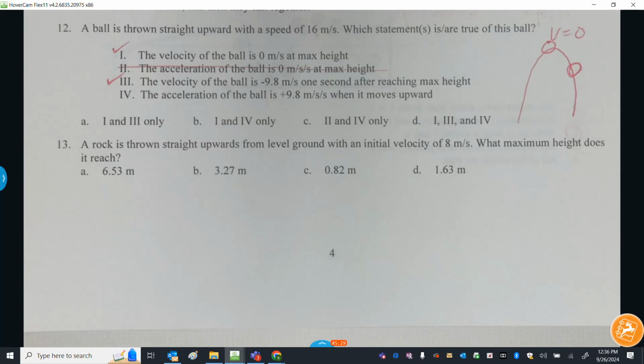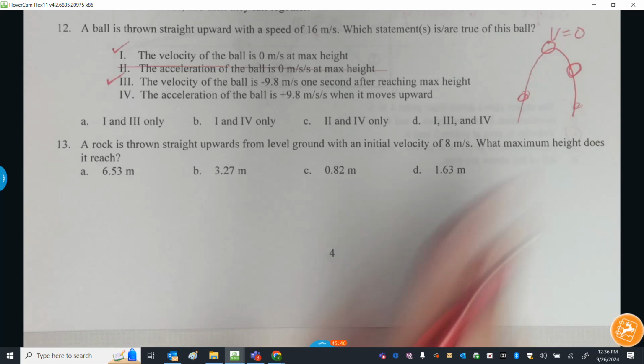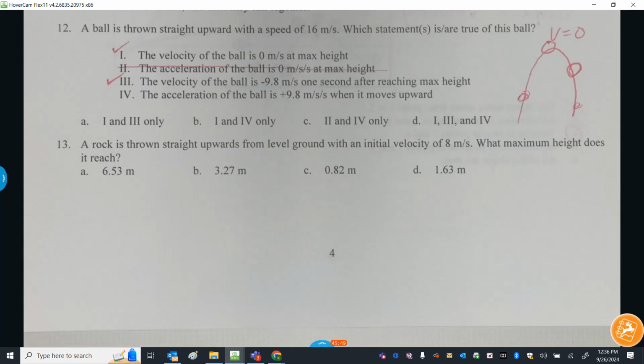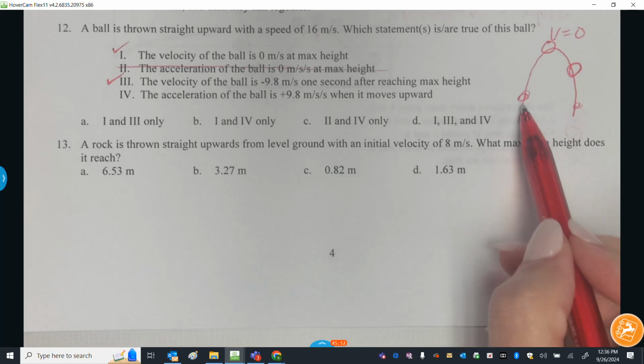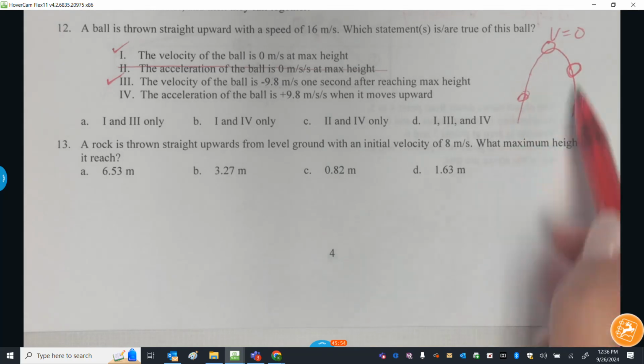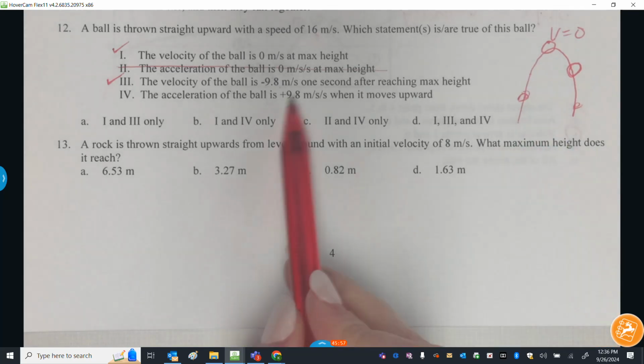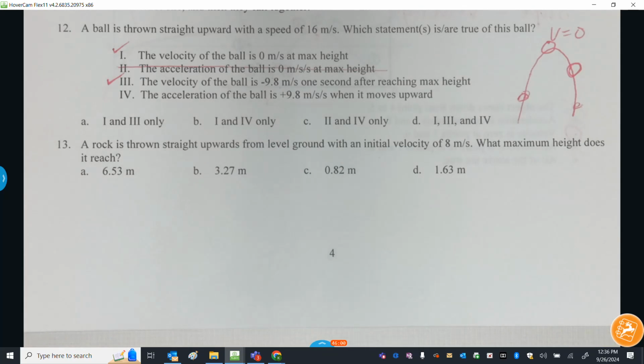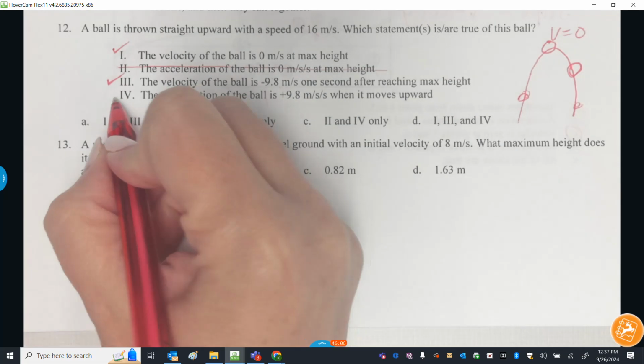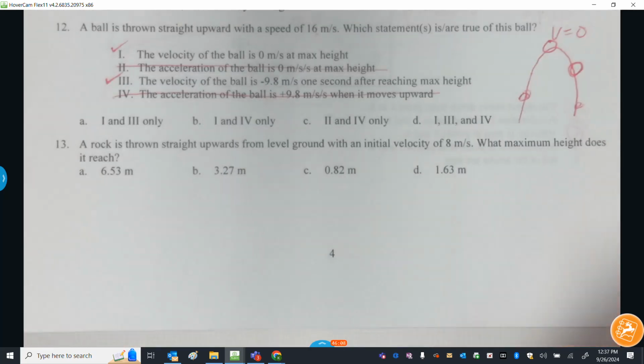So 1 and 3 so far. 4 says the acceleration of the ball is positive 9.8 meters per second when it moves upward. No, it is not. Every position on that trajectory, it doesn't matter. Pick a point. The acceleration at every single point is negative 9.8 meters per second squared. That's why it slows down when it goes up. That's why it speeds up when it goes down. If your acceleration was positive when it was moving upward, that object would not come down. It would speed up as it was going upward. That wouldn't make sense. So the only correct statements here are 1 and 3, which makes this one answer choice A.